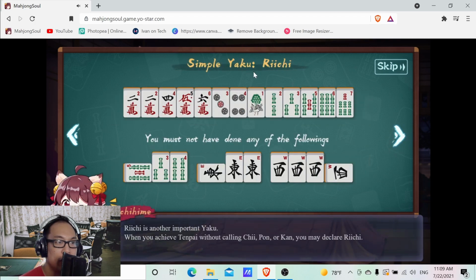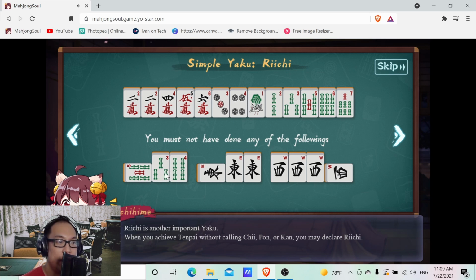Oh, and we also have a Riichi hand. Now, with Riichi hand, you have to be very careful, because you cannot open your hand. What do I mean by open your hand? It means that you cannot have tiles to the side. When you open your hand, your character will push the tiles to the side, and that means your hand is open.